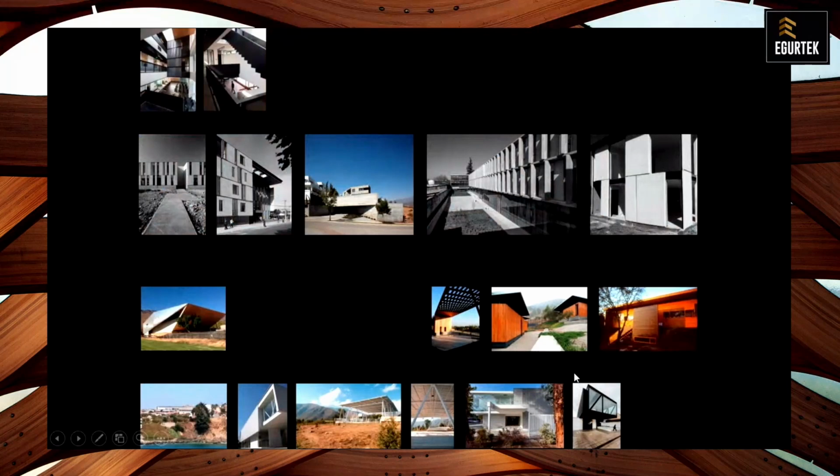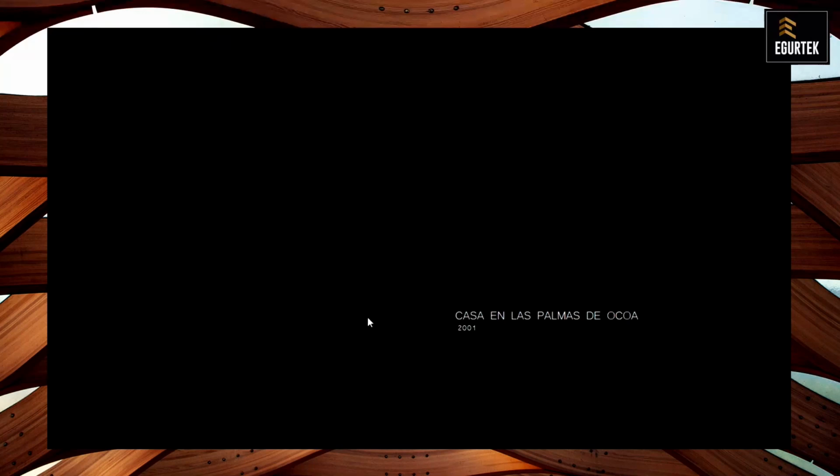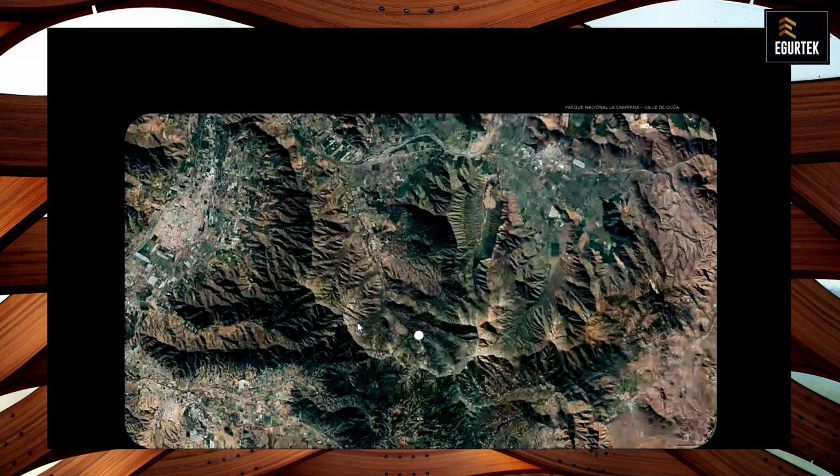And it was Godofredo Yomi himself who said that man was permanently engaged in building the world. And this is what we are doing too, up to a certain extent. And here we can see how different projects have a technical approach from the constructive perspective. So the first project dates back to 2001, and it's a dwelling in Palmas de Ocoa.